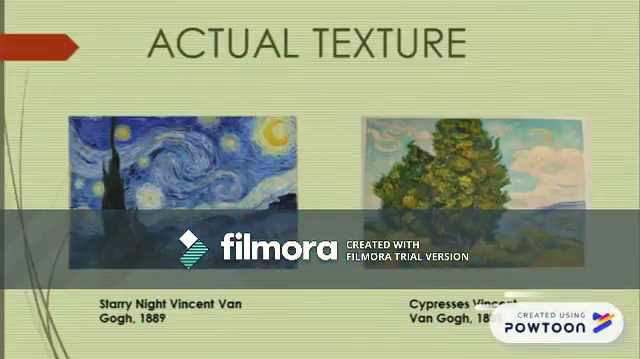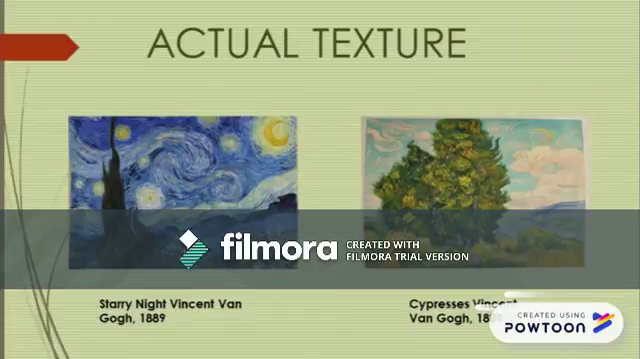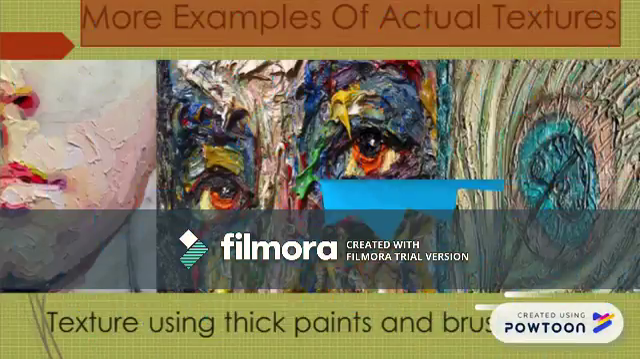Actual texture refers to the physical rendering we can notice by touching an object, such as paint application or three-dimensional art such as sculptures and pottery. In Vincent van Gogh's Starry Night and Cypresses in 1889, textures are implied through the use of thick paints. Thick application of paints and brush strokes render the works more textural.